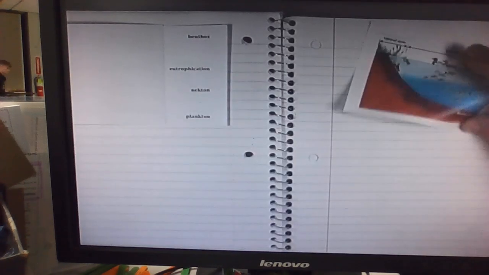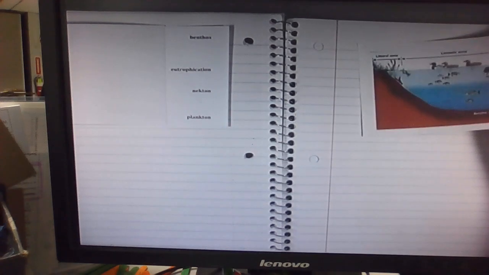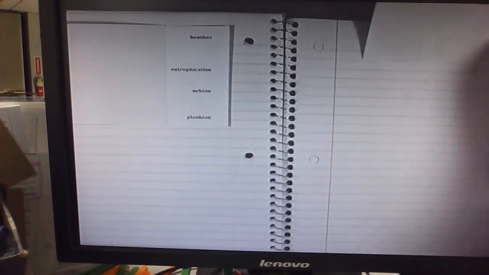Okay, on the right-hand side, smaller picture on the top that's got the little ducks on it. We are going to add information underneath it, so make sure that you tape it in so that we can get to the notebook page underneath.